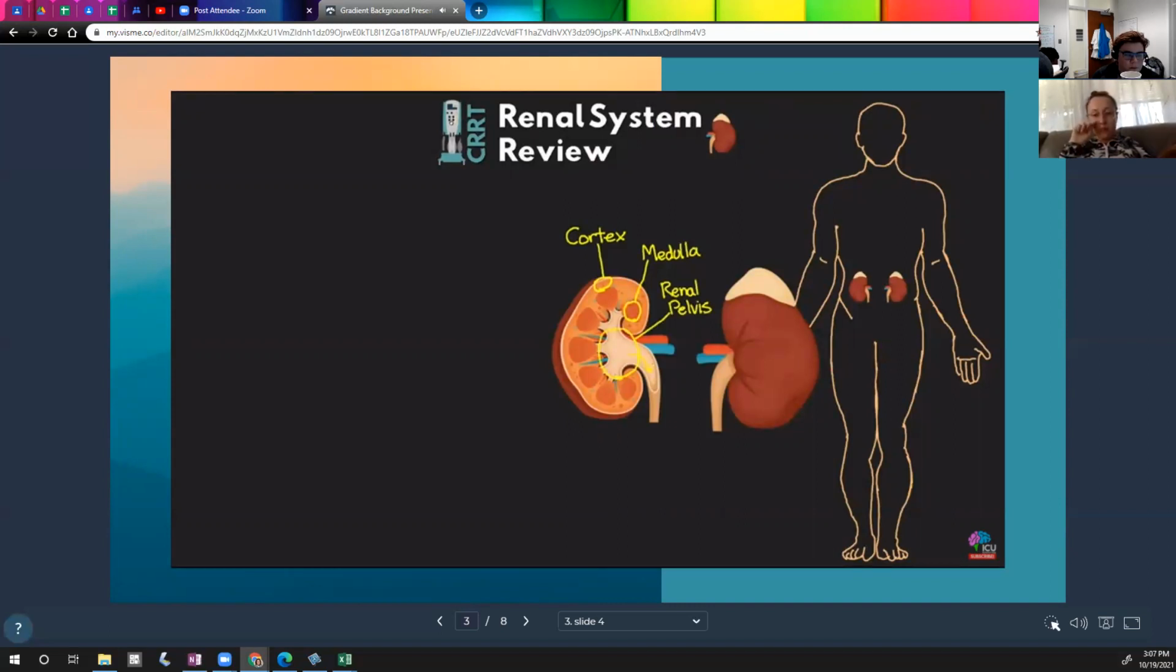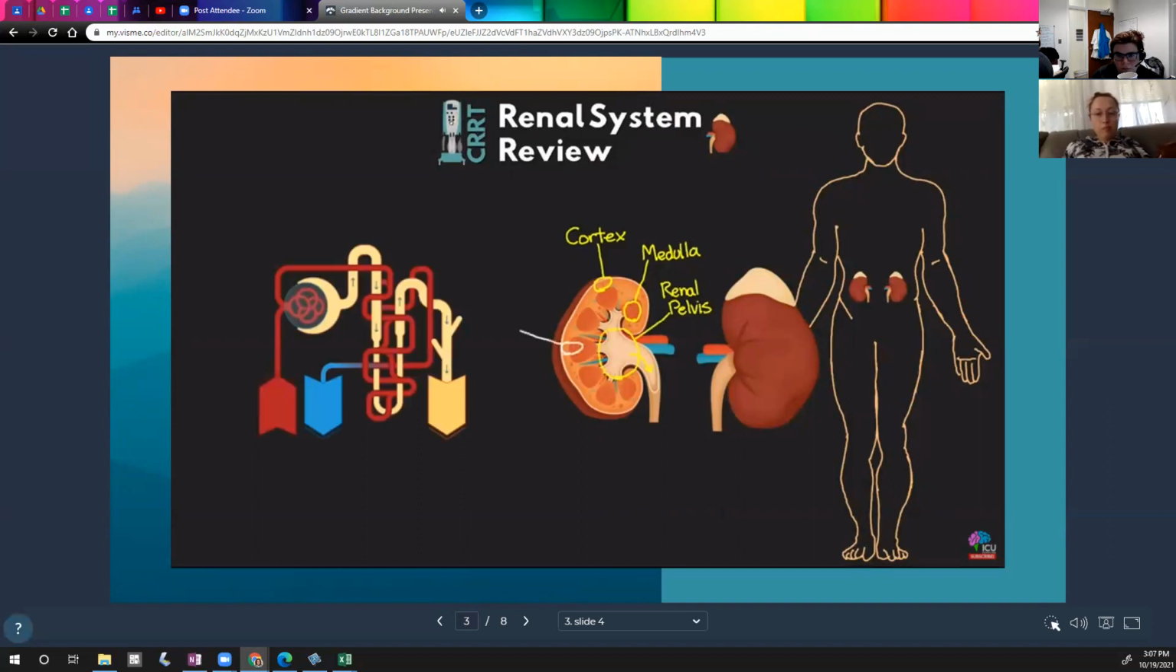Now, the cortex and the medulla contain various parts of the nephron, which is actually what we're going to talk about next. And so the nephron is our functional unit of the kidney. What's really interesting is that each kidney contains more than 1 million of these nephron units. And collectively, they work to maintain the water, electrolyte, waste, and acid-base balance in our body.